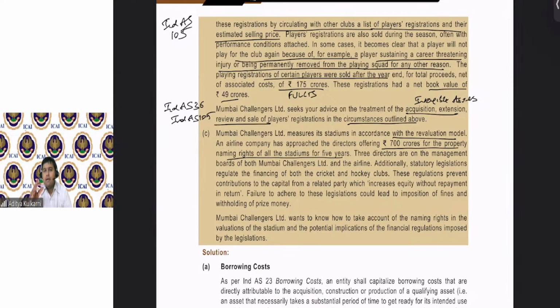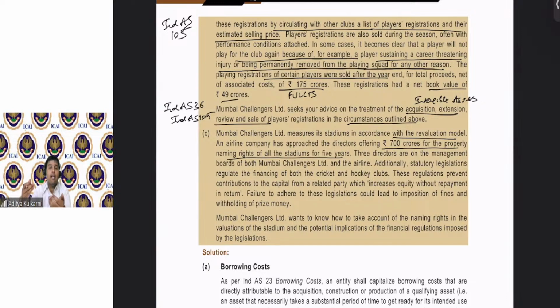So probably you may not be able to exercise level 1 input, but you can go for level 2 input, where you can use observable inputs plus minus certain adjustments for location, space, etc. Or in the third case, you can go ahead for unobservable inputs, in which case you have to do a present value of the cash flows generated from the stadium operations, like how many matches will be played, what is the expected revenue. So then you streamline, you arrive at a terminal value, discount it to present value. The naming rights will be how much.